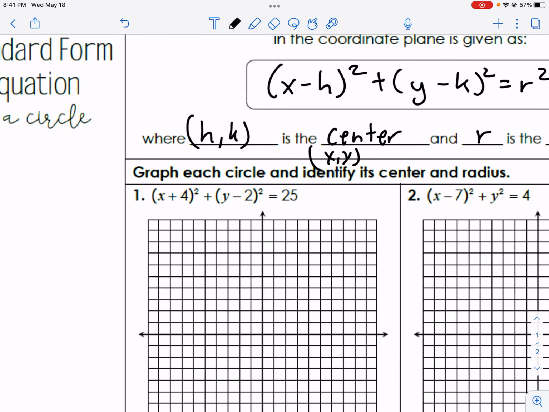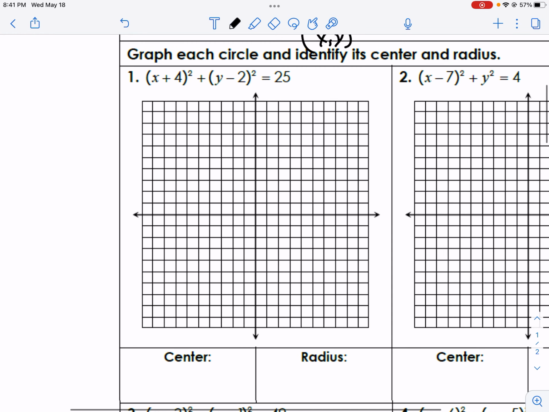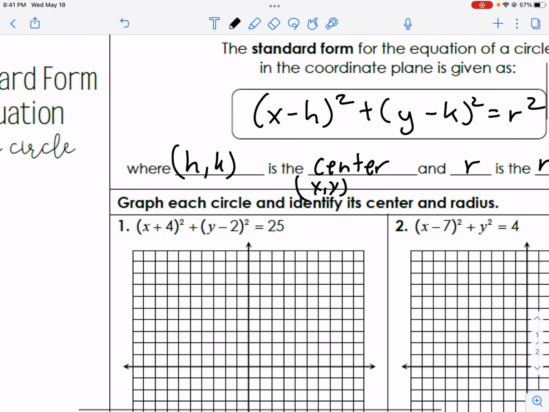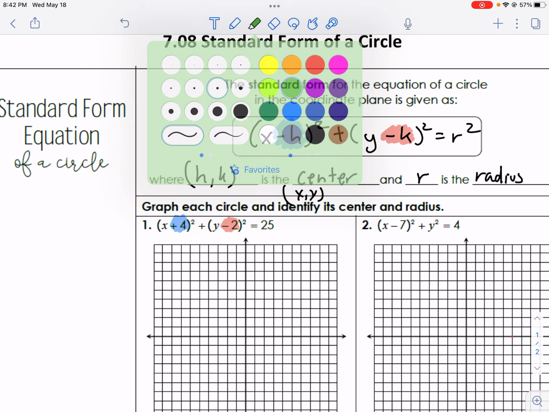So let's look at this first one and see if we can find the h and the k. So here's my equation. I'm going to highlight this h in blue. Go ahead and grab a highlighter and highlight, please. So that's right here. And I'm going to highlight this one for k. It's going to be right here. And I'll do my r right here.